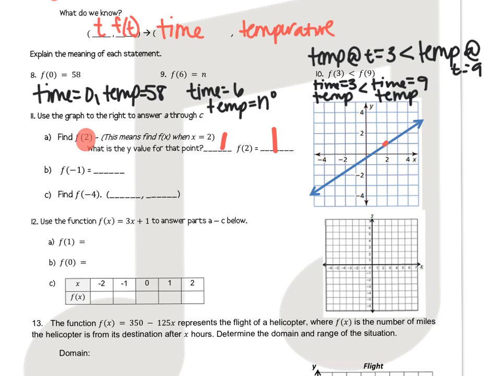So when I have f of negative 1, that means I'm going to go to where x is negative 1 and go down. There's my point on the graph, and that would be this point here. And then find f of negative 4, so I'm going to go all the way over to negative 4 on the x-axis and find a point on the graph, which would be here. And this point would be negative 4, negative 3. So that would be my last point.